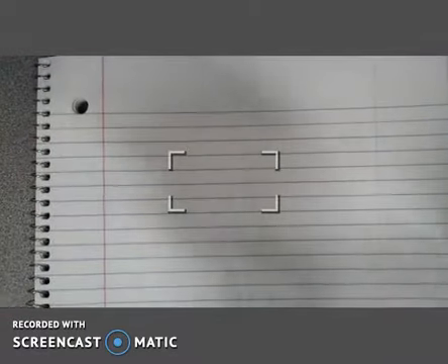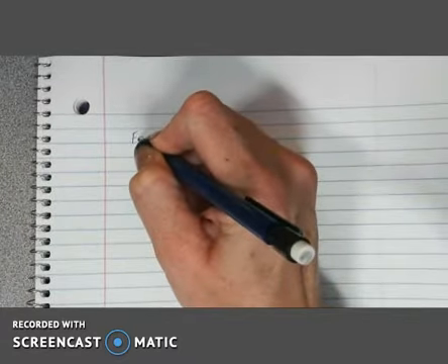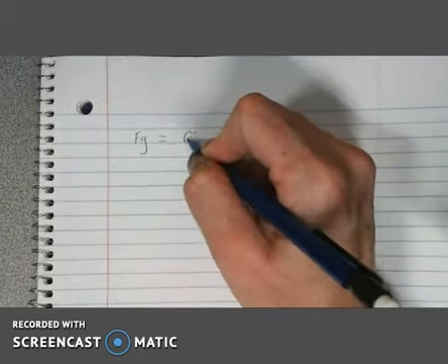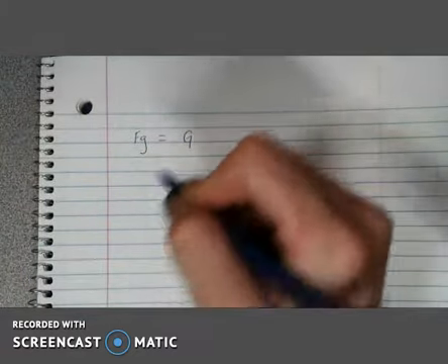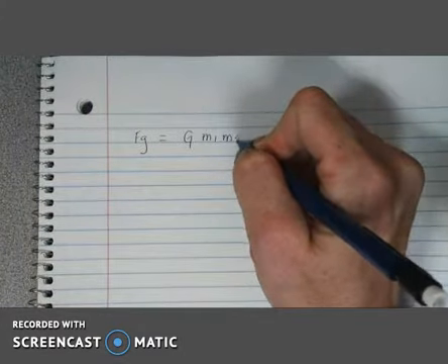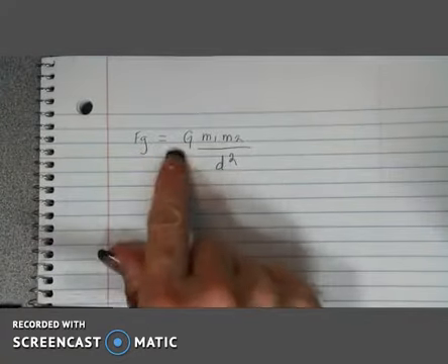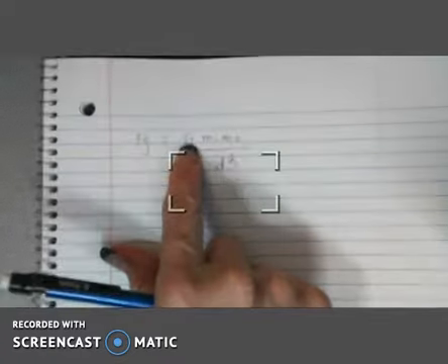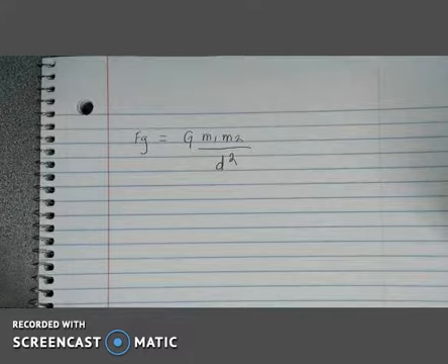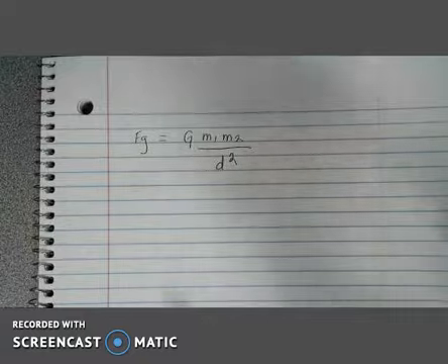The formula for the universal law of gravitation says that the force of gravity is equal to the gravitational constant times the mass of the first object times the mass of the second object divided by the square of the distance. Now, to figure out how we got G, the universal gravitational constant, I would refer you to your textbook on page 245.